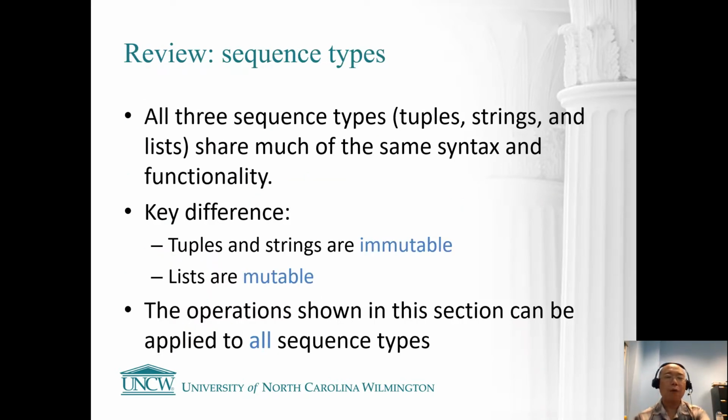Now I want to do a very quick review of the sequence data types. So far, we have learned three sequence data types. We have the tuples, we have the strings, and then we have the list. And they can all be considered as a sequence of items. For the tuple and the list, they are sequences of any data type. And for the string, it can only be a sequence of characters, right? So they have a lot of things in common, and they are also different. So let's talk about the differences. The tuples and the strings are immutable. However, the list is mutable.